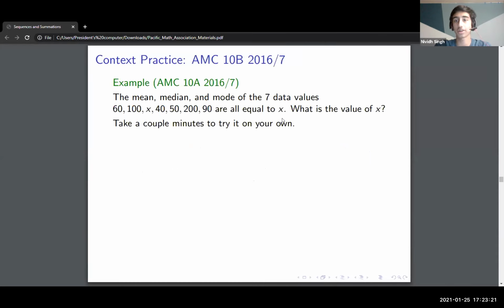All right, now we're going to go over an example of the mean, median, and mode. Nivid, you do this example. I'll do the next one.